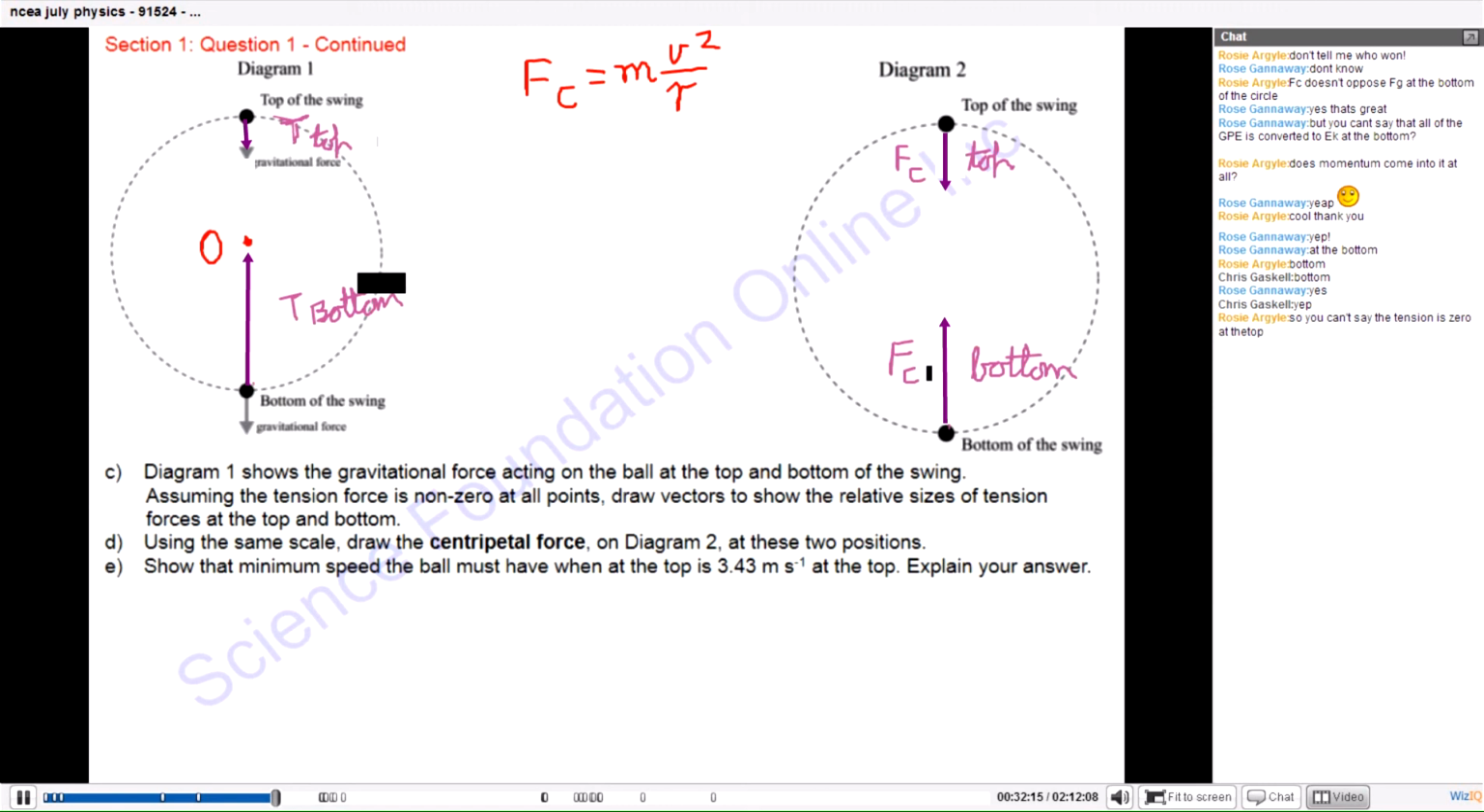Chris, Rosie, so you can't say the tension is zero at the top? No. And look at this in the question as well that pointed this out. It said here, diagram 1 shows the gravitational force acting on the ball at the top and the bottom of the swing. Assuming the tension force is non-zero at all points. So it is very clearly there, Rosie, in the question where it said assuming the tension force is non-zero at all points. So therefore, the tension force is not zero at the top.